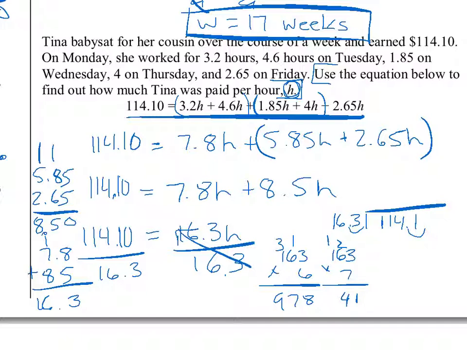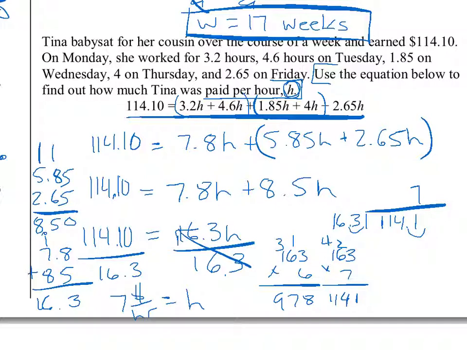4, carry the 1. Sorry, carry the 4. Actually, this one comes out perfectly to 7. So 7 what? Hours. It's not hours, it's how much they're paid per hour. So this is $7 per hour is equal to H. Still had the last part right.